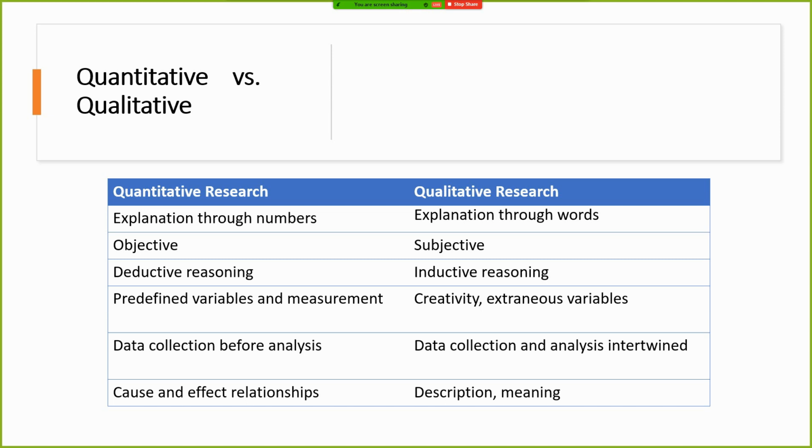But in qualitative research, my question would change. My question would be like, express your level of satisfaction with the university you last studied in. Now, here you have an open playing field where you can explain your level of satisfaction. What is your level of satisfaction? Why is this your level of satisfaction? What are the key contributors to your level of satisfaction? So, your explanation is through words. In quantitative research, your explanation is through numbers.